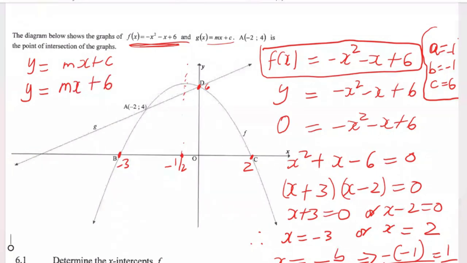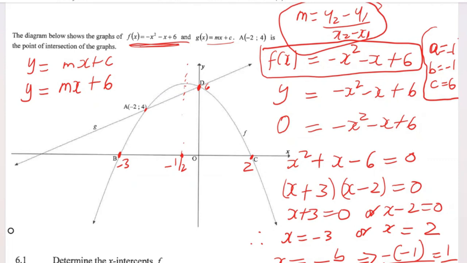Okay, what else do I need? I need to get the gradient. How can I get my gradient? Okay, if you've got time, guys, you can go and calculate your gradient. If you don't know any other method, you can get the gradient because you've got two coordinates here, and go and calculate the gradient using the formula m is equal to y2 minus y1 over x2 minus x1. Because you have this coordinate and this coordinate, you can calculate your gradient, but you don't have to do that. You need to be economical about your time.